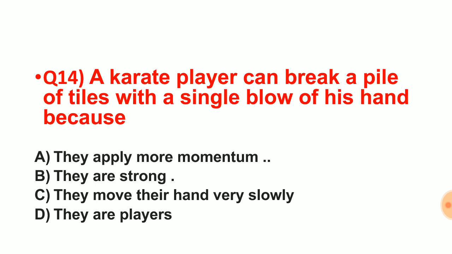Now let us see question number 14. A karate player can break a pile of tiles with a single blow of his hand because they apply more momentum, they are strong, they move their hand very slowly, they are players. The answer is that they apply more momentum, so that they can break the tiles with a single blow.